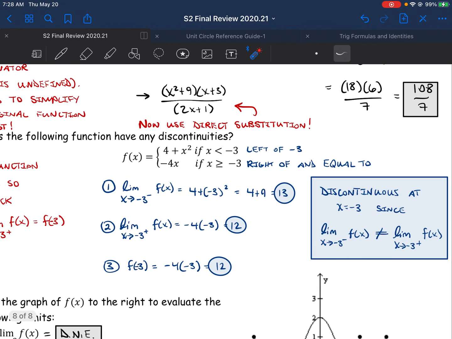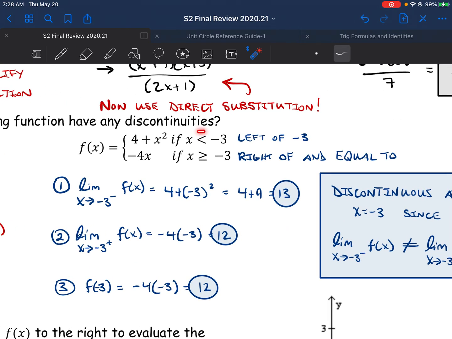So let's do that. We know that if x is less than negative 3, that's left of negative 3. So to do the left-sided limit as x approaches negative 3, we're going to take 4 plus x squared and plug in negative 3. Negative 3 squared is 9, 9 plus 4 is 13, so the left-sided limit is 13. If x is greater than or equal to negative 3, this represents to the right of negative 3, but also equal to negative 3. So for the right-sided limit, I'm going to take negative 4x and plug in negative 3. That's going to give us 12.